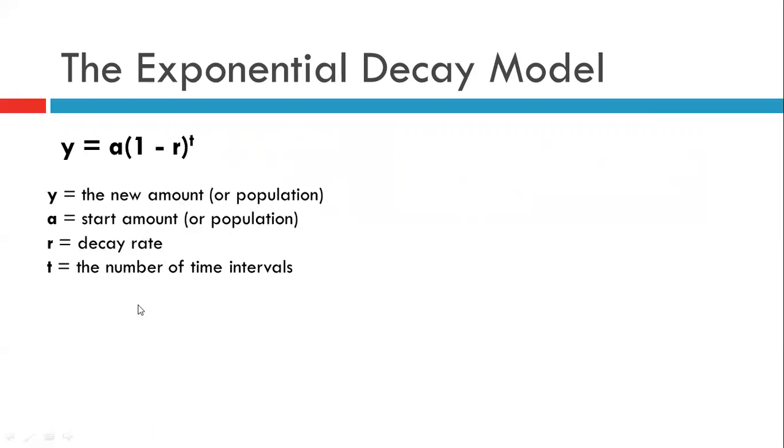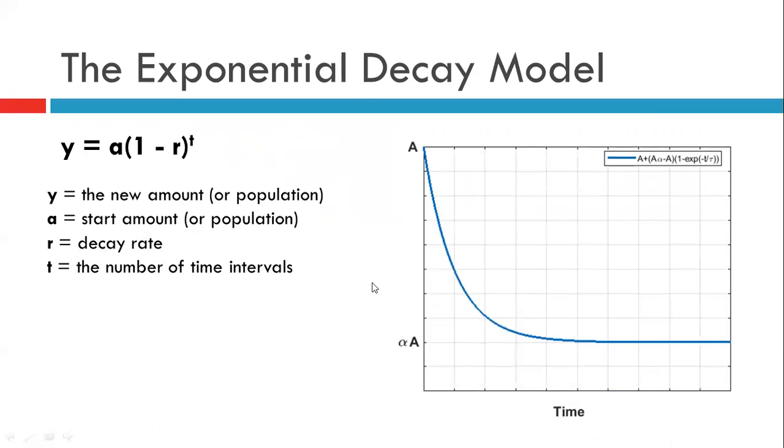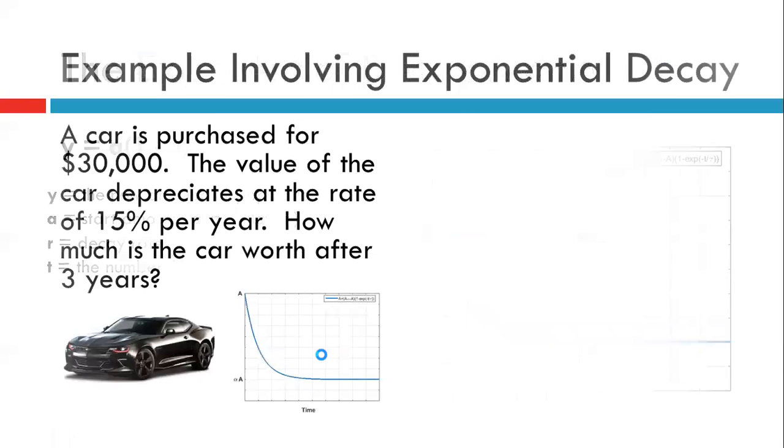time intervals. When you graph decay, you tend to get a curve that turns sharply downward, like this one, and it slides out at the bottom, kind of flat at the bottom.